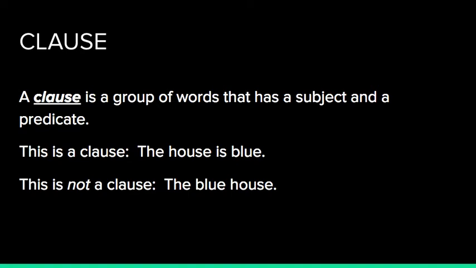The house is blue. This next one is not a clause because it's missing the predicate. And the clause here is that blue house. Well, we know that it's not a clause because it does not have that predicate. It does have the subject of house.